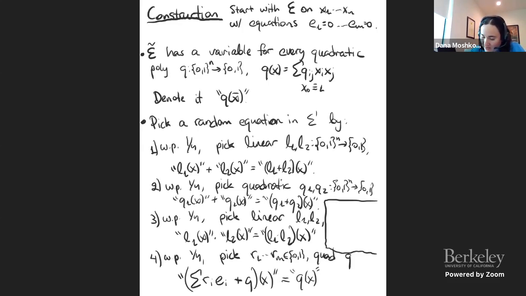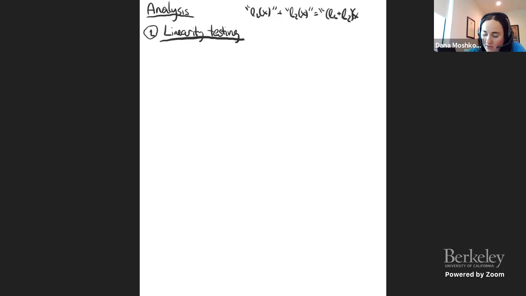Okay, so analysis. The bulk of the proof, and also the one thing I won't have time to show you in full, is what we call linearity testing. Linearity testing is exactly this test one: L1(x) plus L2(x) is supposed to be (L1 plus L2)(x). I do it for random linear functions L1 and L2.